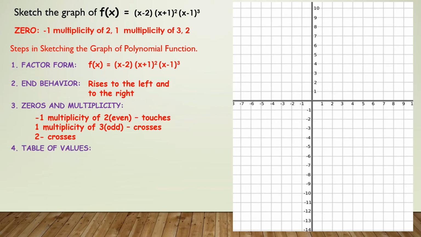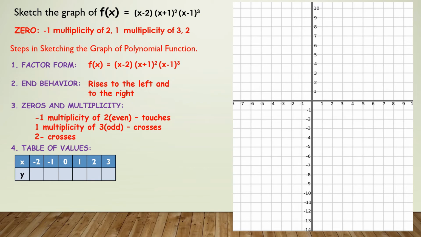Then we're going to make a table of values for x and y. We are going to assign the values of x, but make sure that you have all the values of your zeros among those values of x. Then for y, we solve for the values of y using the values of x. First, if x is equal to -2, then y is equal to 108.